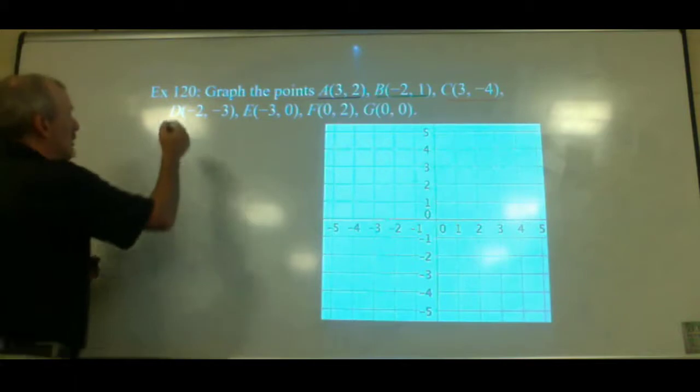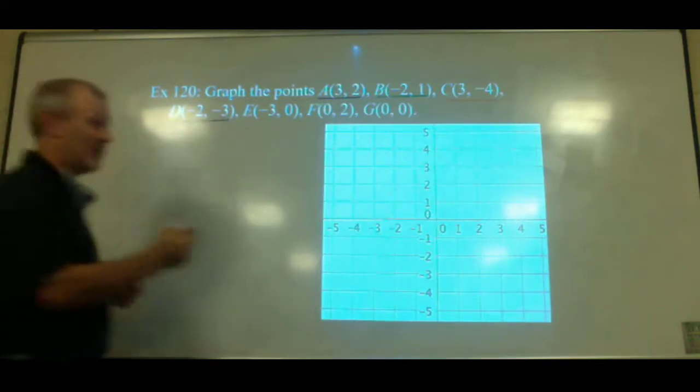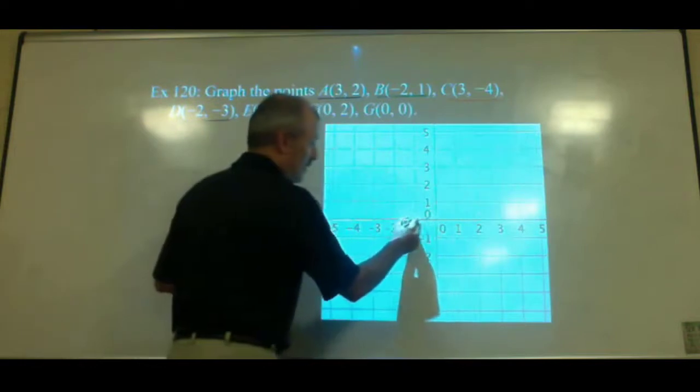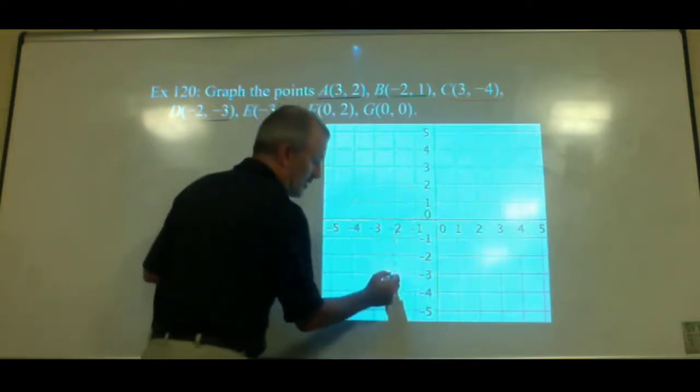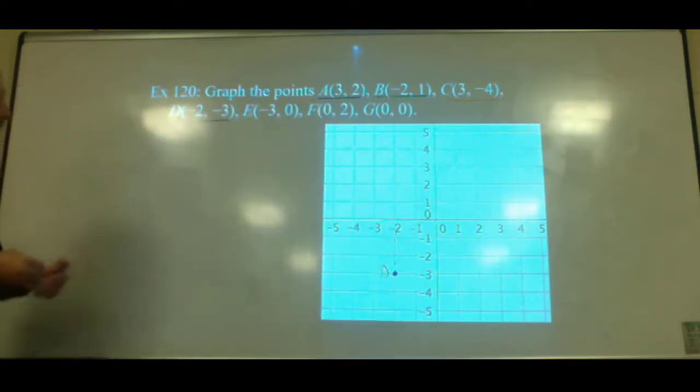All right, so I'm going to go with D. D says -2, -3. That means we're going to go 2 to the left and down 3. So this is where point D is going to go. You can check yours if you've done that already.